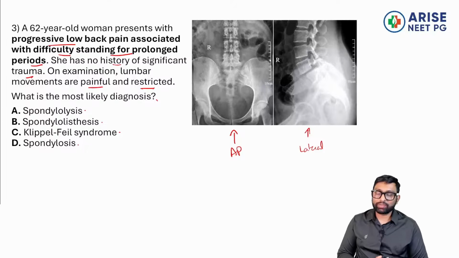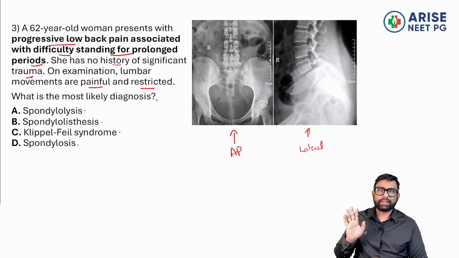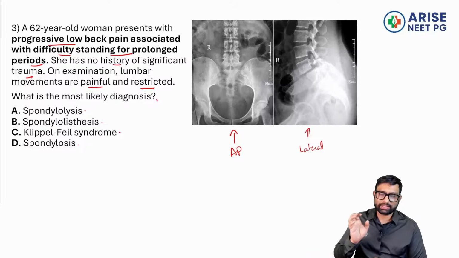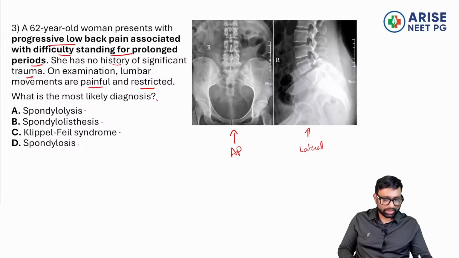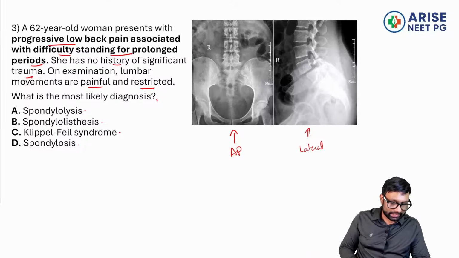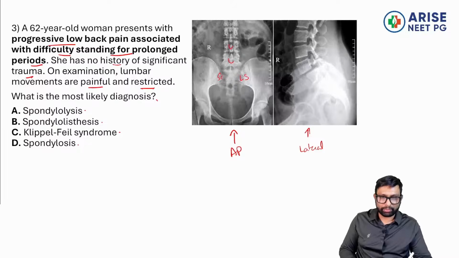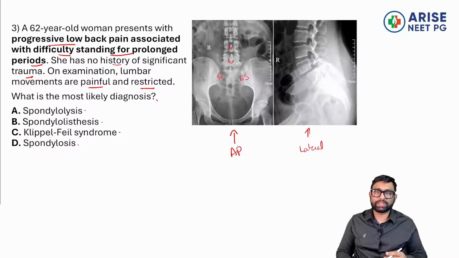So what are we seeing in the X-ray? Forget the examination part, forget the clinical scenario that is given to you. That is different. Even if you haven't understood that, just look at the X-ray here. What I'm noticing in this X-ray, in an AP view, I don't see much. This is an LS spine. This is my SI joints. These are the lumbar spine. So I don't see a lot of pathology in the AP view.